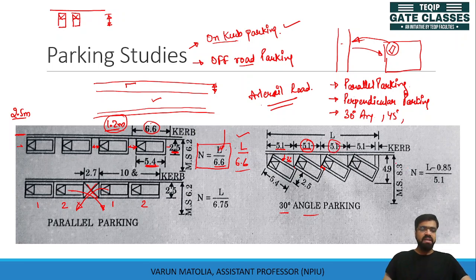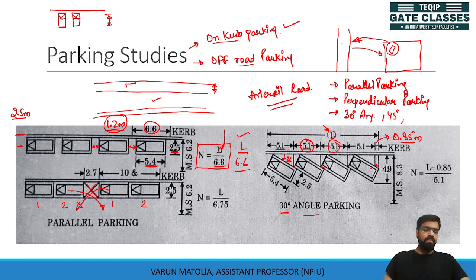But for the last vehicle, we need some space, as this intersection which we are using for another vehicle, we are using this for the next vehicle, but for the last vehicle there is no other vehicle coming. So the intersecting space which we have here is 0.85 meter. So how many vehicles will be accommodated in this L length of parking space?